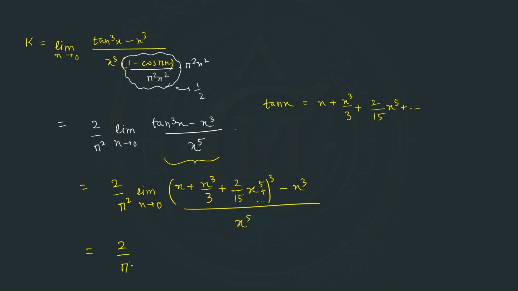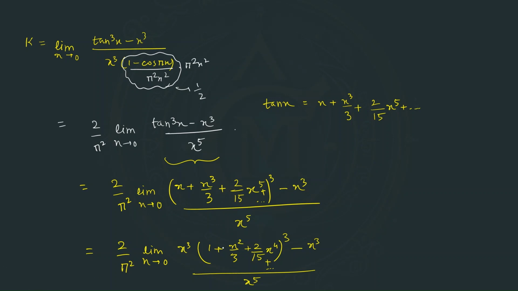This will be equal to 2 by pi square times the limit as x tends to 0. Now we can take x common out of this bracket. So it will become x cube, as there is a whole cube outside. So x cube times 1 plus x square by 3 plus 2 by 15 x to the power 4, sorry, this will be x square, and then whole cube minus x cube, and there are these remaining terms, divided by x to the power 5.